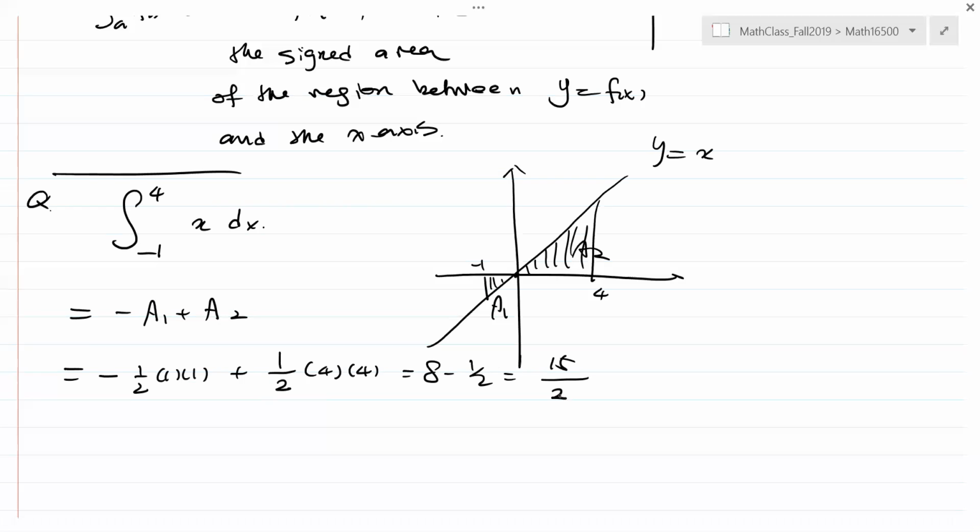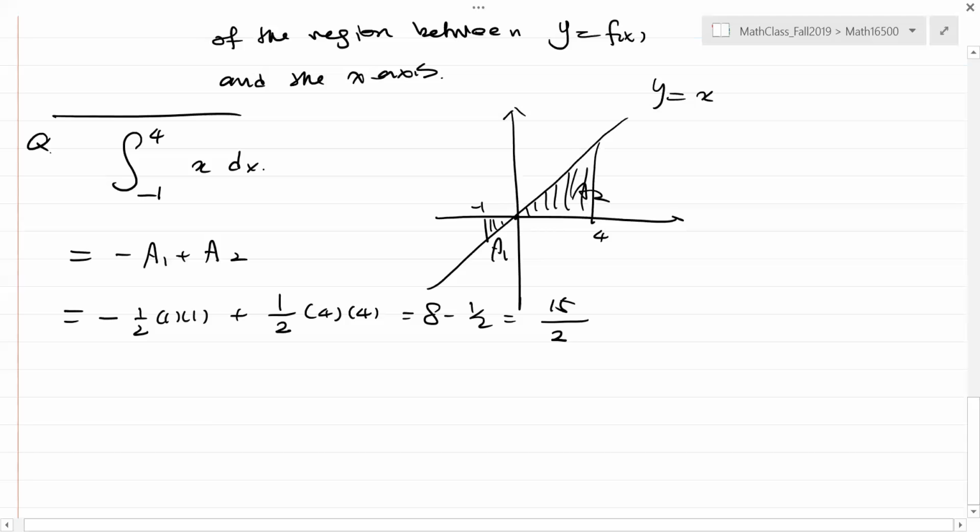Okay, that is the exact value of the area. Exact value of the integral. Okay, because some area is negative, some area is positive, then they cancel out, and you get the final result. It's signed area. Okay.